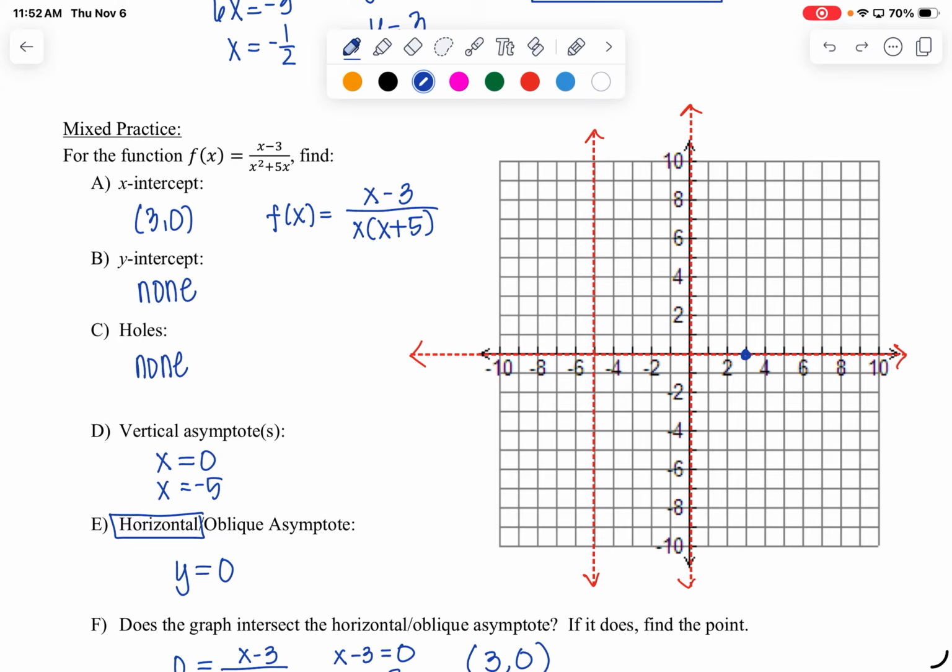Okay, so I'm going to plug in 2. If I plug in 2, so I am going to make a table of values here. X, Y, I'm going to plug in 2, and I get negative 1 over. Plug in 2 in the denominator, I get 2 times 7, which is 14ths. So I get negative 1/14th. 2, negative 1/14th is like right here.